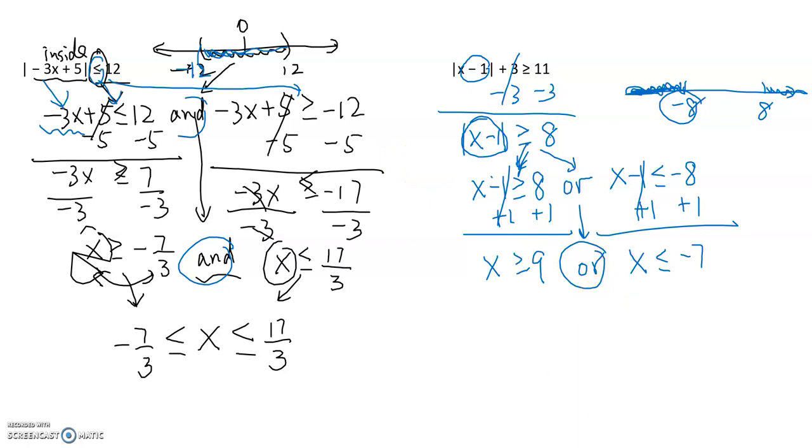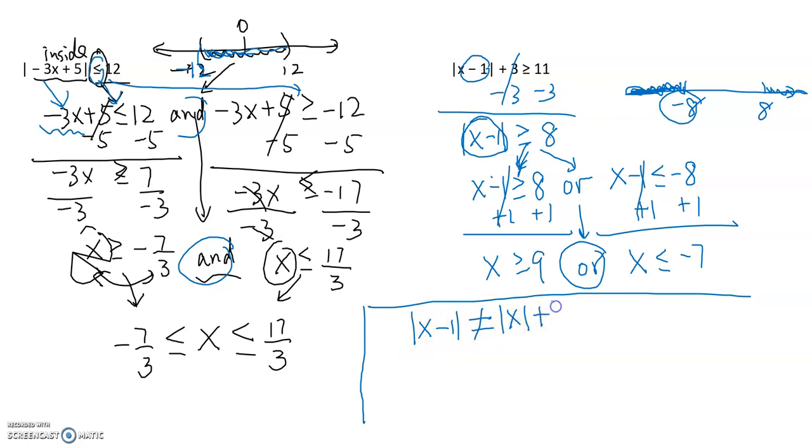Okay, some of the mistakes that I saw solving equations or inequalities involving absolute values. Let me put it right here. So again, whenever you see this, you cannot take absolute value of each one. So the absolute value of x minus 1 is not equal to absolute value of x plus absolute value of -1. That doesn't work.